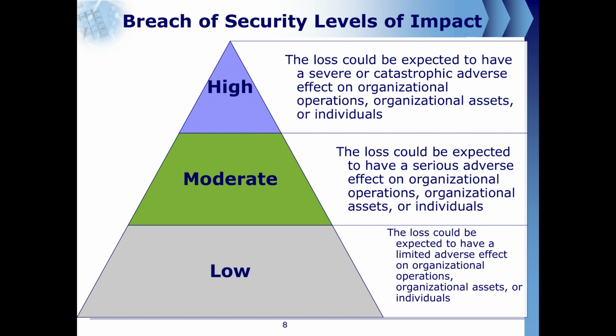Breach of security levels of impact. Low: the loss could be expected to have a limited adverse effect on organizational operations, organizational assets, or individuals. Moderate: the loss could be expected to have a serious adverse effect on organizational operations, organizational assets, or individuals. High: the loss could be expected to have a severe or catastrophic adverse effect on organizational operations, organizational assets, or individuals.